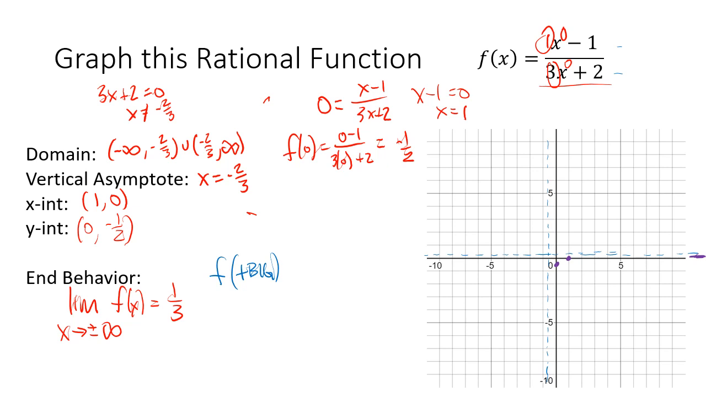By the same reasoning, we also have data up here, because if we plug in a really big negative value, our f of x value would be slightly greater than 1/3, because we'd be subtracting from the denominator. If you have a smaller denominator, you have a larger value. Okay, so how can we sketch in this graph?